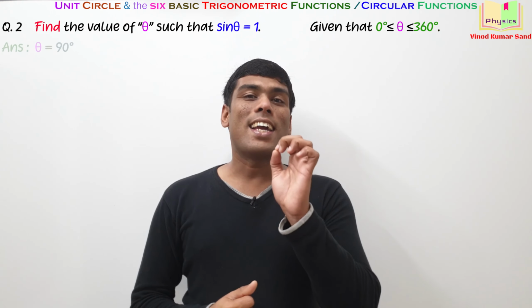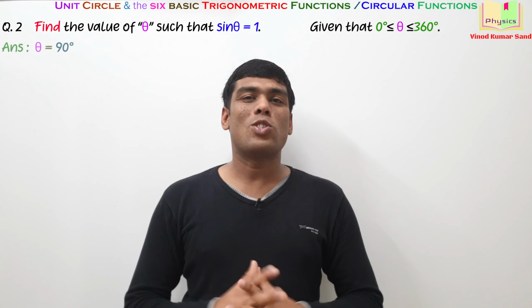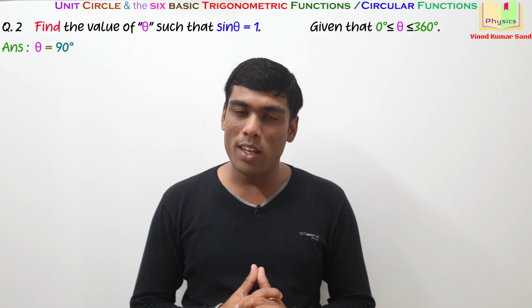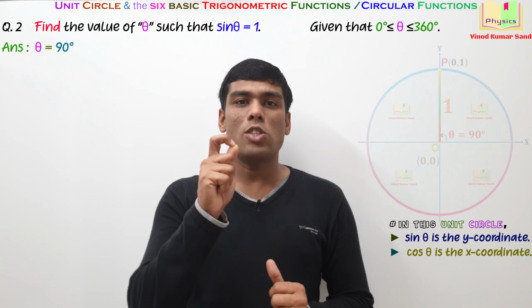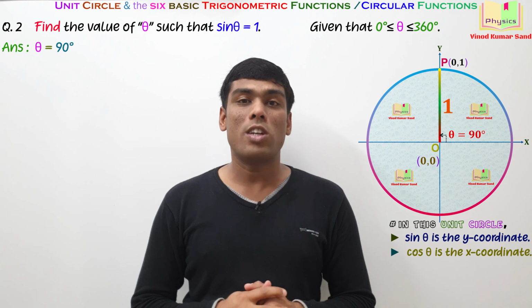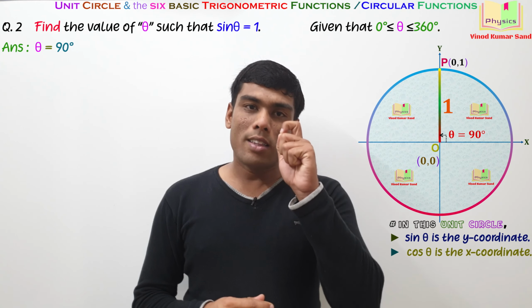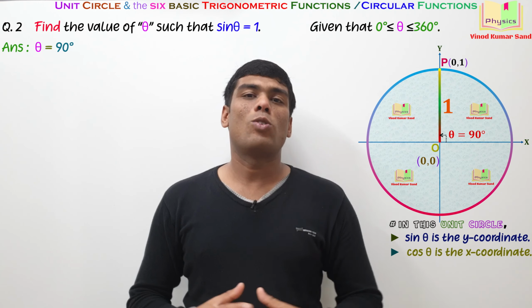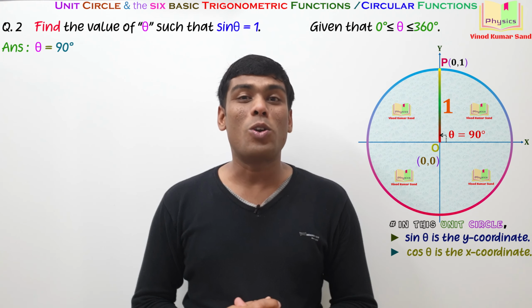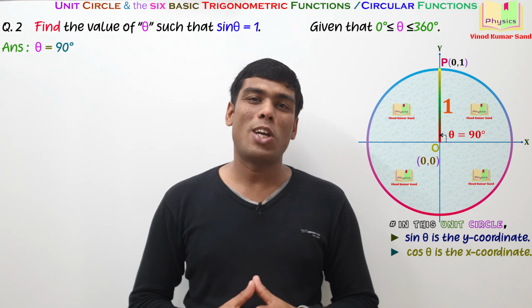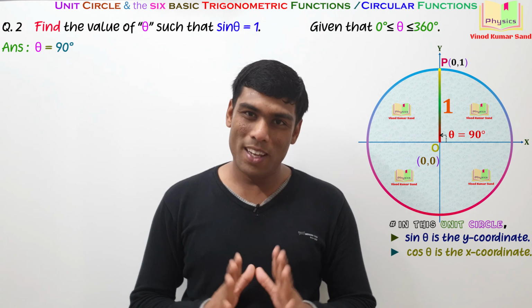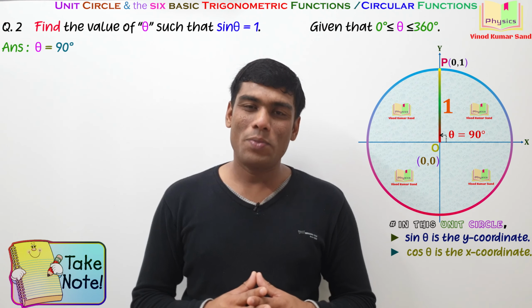Correct. Again the answer will be theta is equal to 90 degree only, because for the range 0 degree to 360 degree only there is one position where the y coordinate is equal to 1, that is the point P as shown in the diagram. I hope you understand it.